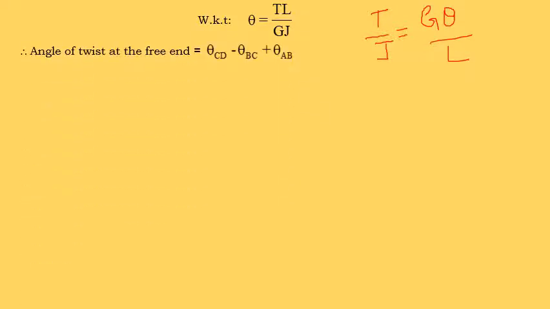Next, from the torsion equation, T by J is equal to G theta by L. Therefore, theta can be written as TL by GJ. Next, the angle of twist at the free end. From the free end, we can see there are three portions: AB, BC, and CD.